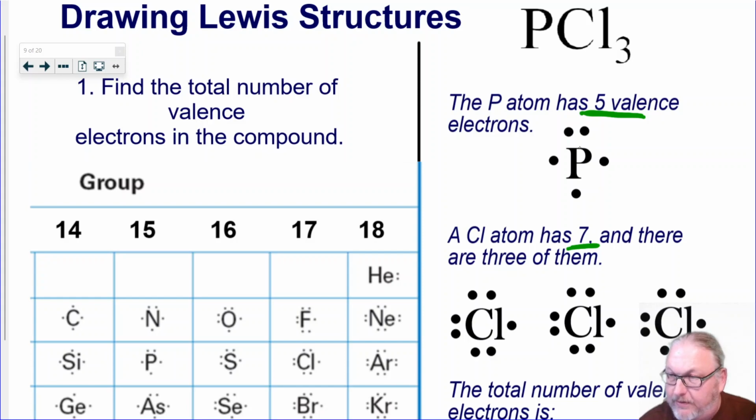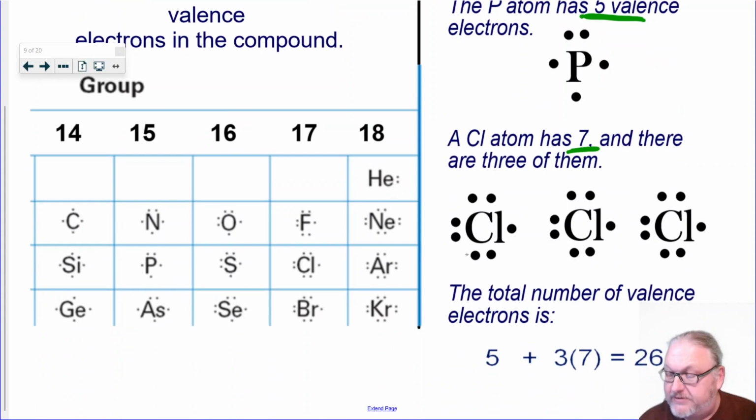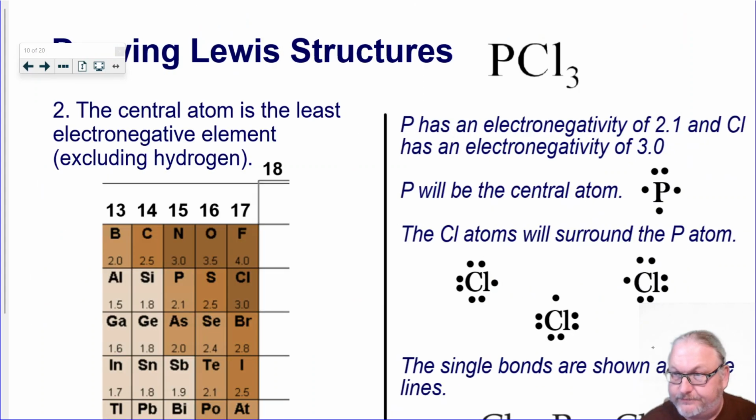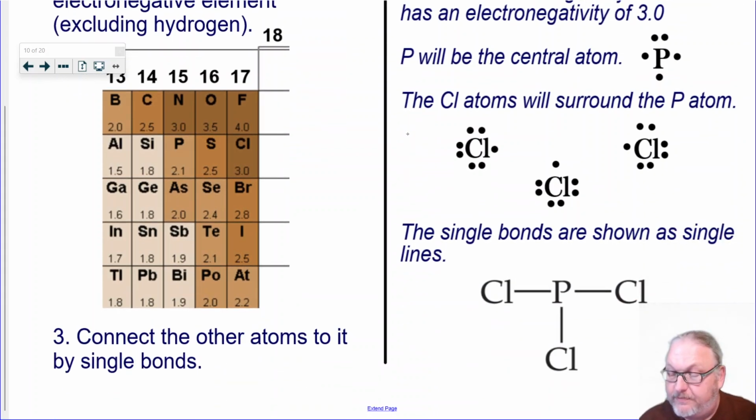So we draw 5 electrons around phosphorus. The total number of valence electrons would be 5 from the phosphorus, and I've got 3 chlorines with 7 each, so that's 3 times 7, that's 21. 21 plus 5 is going to be 26. Now, if we look at our charts of electronegativity, we see that phosphorus is 2.1, chlorine is 3.0, so the least electronegative would be phosphorus.